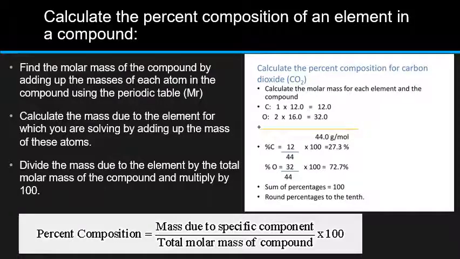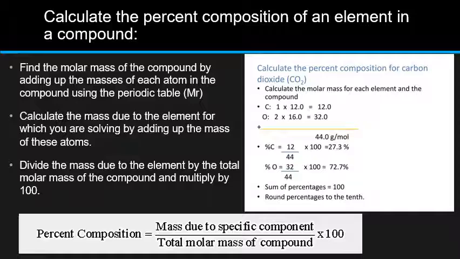To go into more detail now regarding percentage composition based on the previous slide, we're just going to break this down once again. There's an example that I have pasted onto the slide using carbon dioxide. Once again, you find the molar mass of a compound by adding up the masses of each atom in the compound using a periodic table. You calculate the mass due to the element for which you are solving by adding up the mass of these atoms. That is important, grade 10. You need to bear in mind how many atoms. Just like before when you were working out relative molecular mass, you need to do the same for the element.